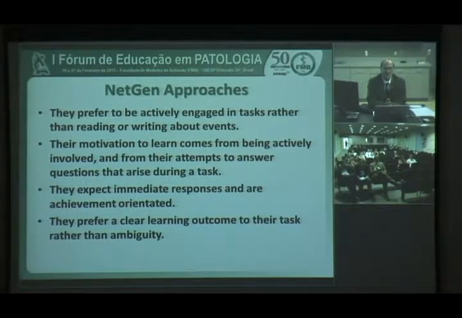We have to build in feedback that is as immediate as possible. They expect immediate responses, and they expect responses that give them feedback about their achievement because they are achievement-oriented. And they want a clear learning outcome. What is it I'm supposed to get out of this? As opposed to defining more global ideas about developing communication skills or professionalism skills and that sort of thing. Our learners are still focused mainly on the knowledge content rather than other domains of achievement.